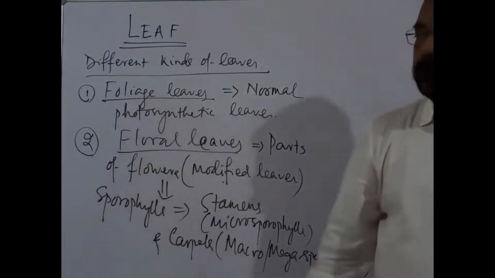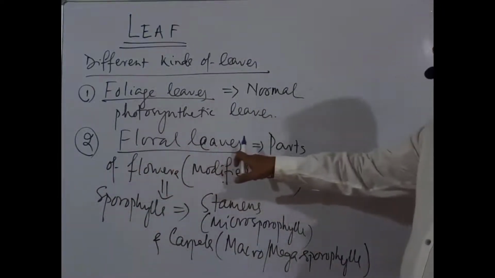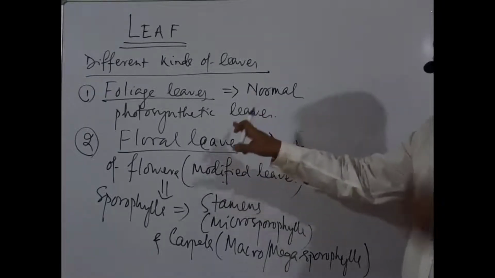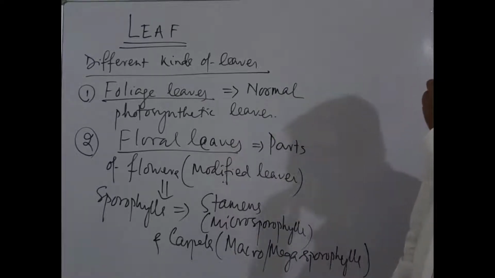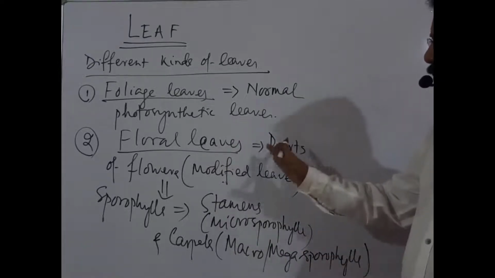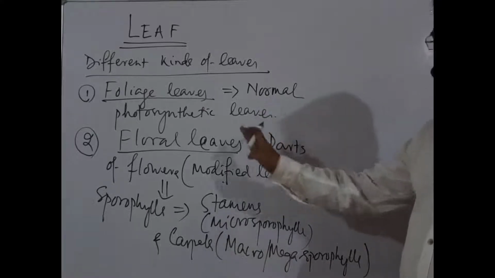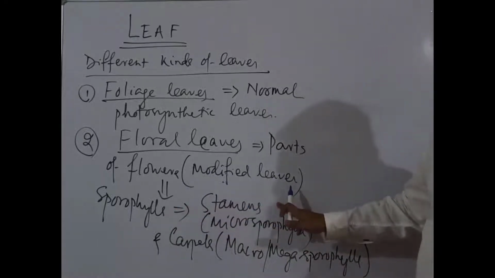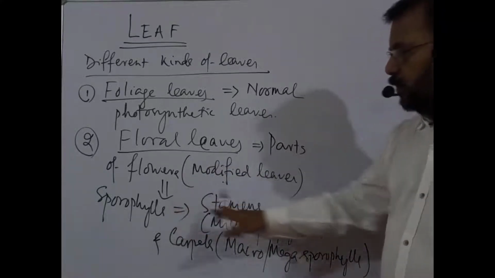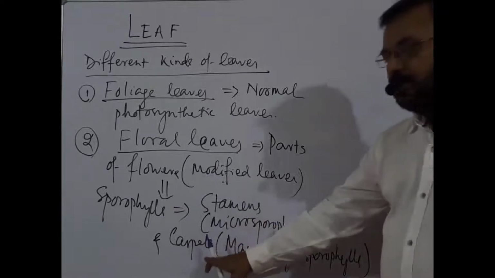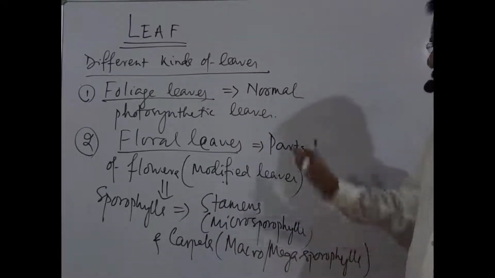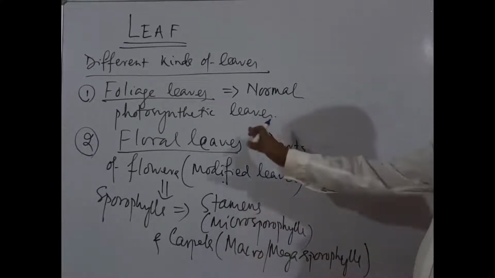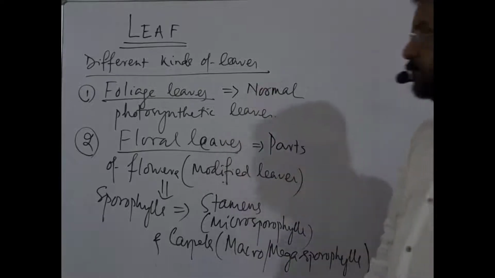So the floral leaves are sepals, petals, stamens and carpels. But among these four parts, two parts are called sporophylls. The male part, the stamens, are microsporophylls, and the carpels are megasporophylls. They will give microspores and megaspores respectively. So floral leaves are also a kind of leaves.